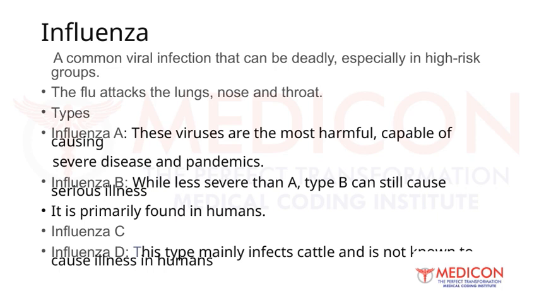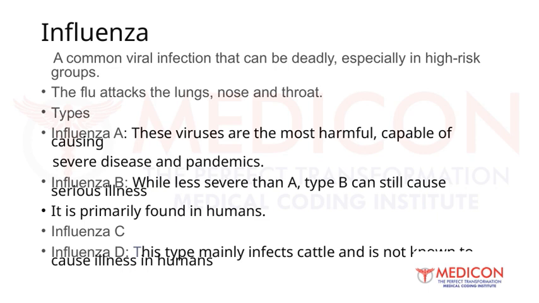Influenza B, on the other hand, is generally less severe than type A still. It can cause serious illness, especially in vulnerable populations, so we shouldn't overlook its potential impact. Interestingly, influenza B is mostly found in humans, which differentiates it from other types. Then we have influenza C, which tends to cause milder respiratory infections and is less of a concern overall.